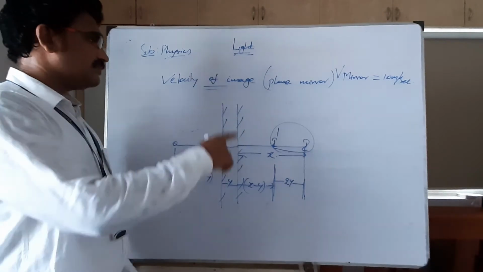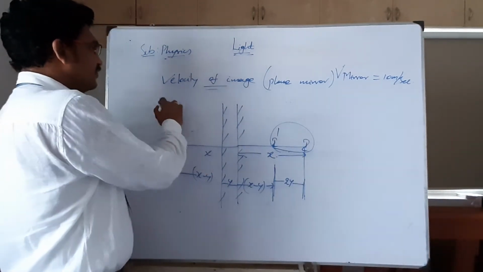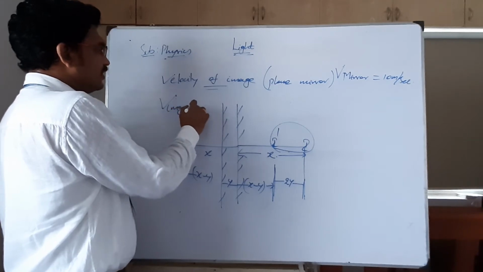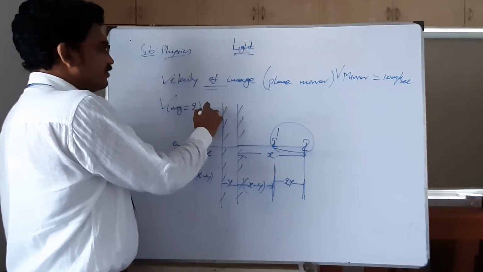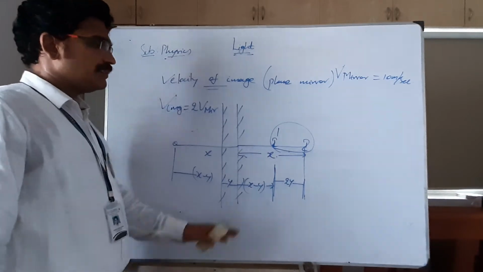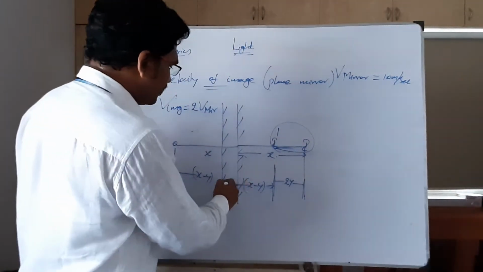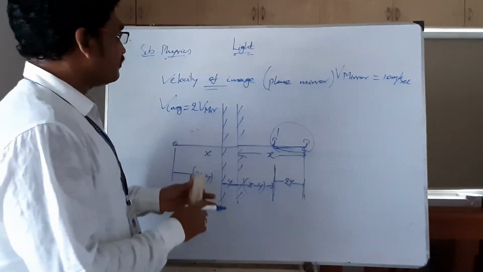This is what we are calculating, it is going to be 2y. This is what we have discussed, and from there we have discussed that velocity of image is equal to 2 into velocity of mirror. This is the final. So this distance is nothing but 2y. If the mirror moves by y, then it is going to be 2y, simply.